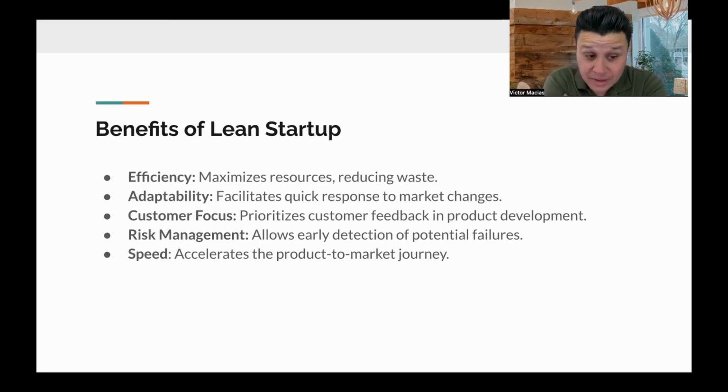I think one of the biggest benefits of lean startup is risk management. So it allows us to see what is and what is not going to work before we've invested a lot of resources. And the fifth is speed. It allows us to adapt quickly and launch quickly.